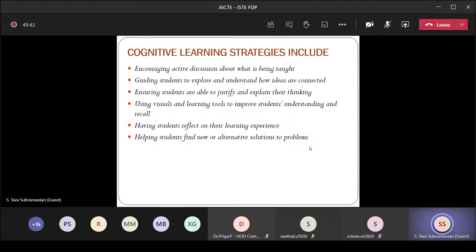Then we need to help our students find a new or alternative solution to a problem. Unless, at the end of our course, a student comes out with a problem and a solution, our task of taking a particular subject in the particular semester doesn't serve the purpose. For a particular problem, at the end of our course, the student should come out with some solution, at least an idea. It has to be an achievable or justifiable solution. If he comes out with a vague statement like "this could be a solution," that doesn't serve our six-month task.